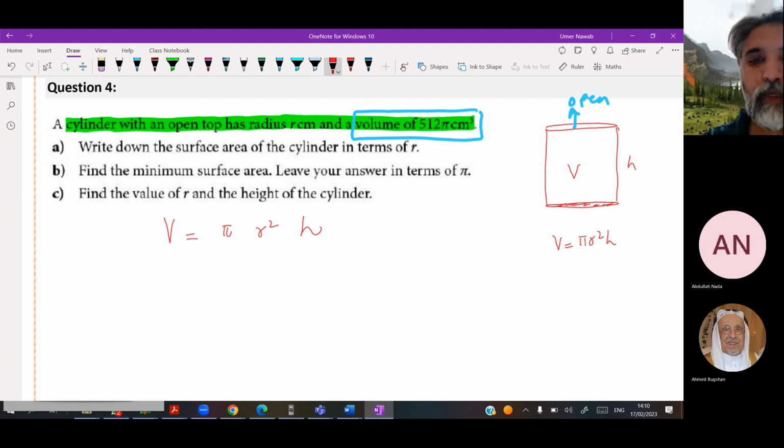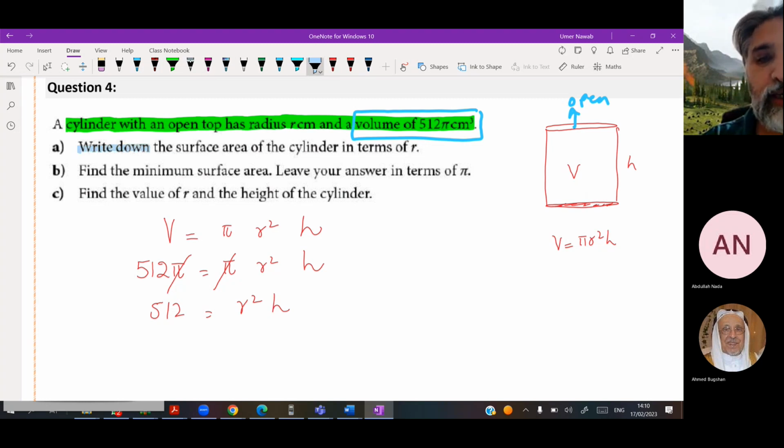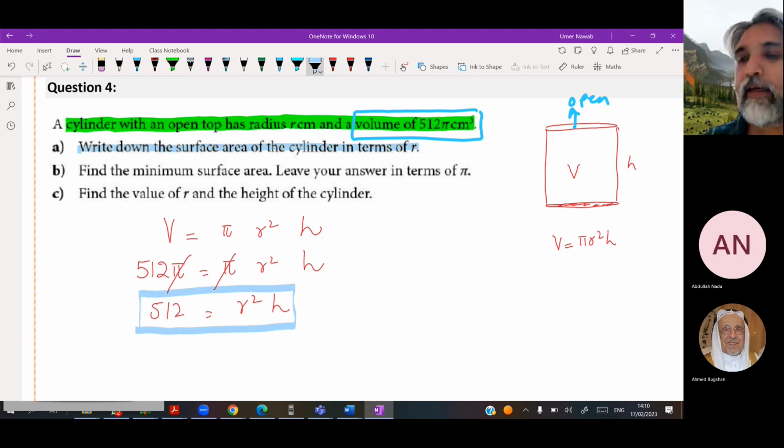And he said volume is 512 pi, equals pi r squared h, and this will help us to get the relationship between R and H. In the first part, the examiner will ask you to make H the subject or R the subject. But he didn't say anything about R and H. He said directly surface area. So after finding this relationship, keep it on the side and now write another formula.